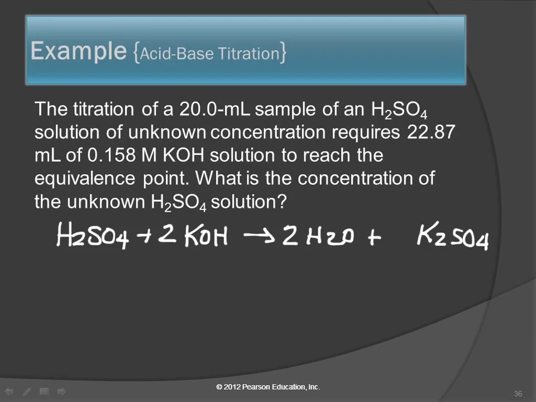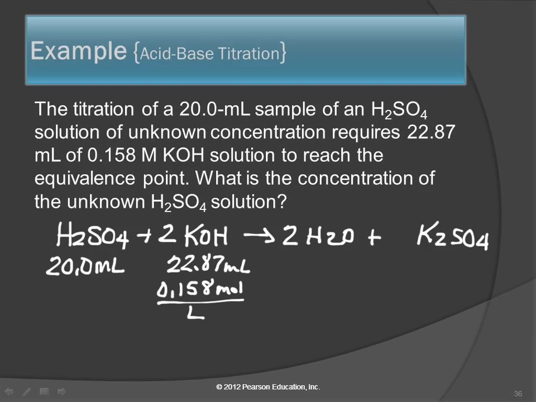Now we can take the numbers from our problem and put them in here. 20 milliliters relates to which of these compounds? The H2SO4. I'm going to put 20.0 milliliters. And 22.87 milliliters pertains to which one? The KOH. So 22.87 milliliters. And the concentration, 0.158 moles per liter, of the KOH. But I'm going to write that moles per liter.